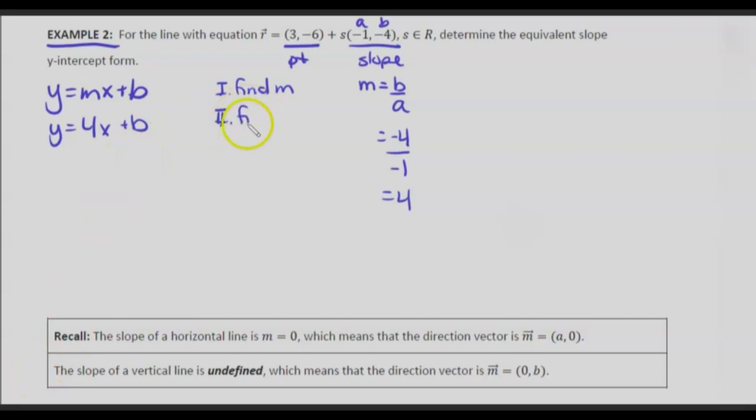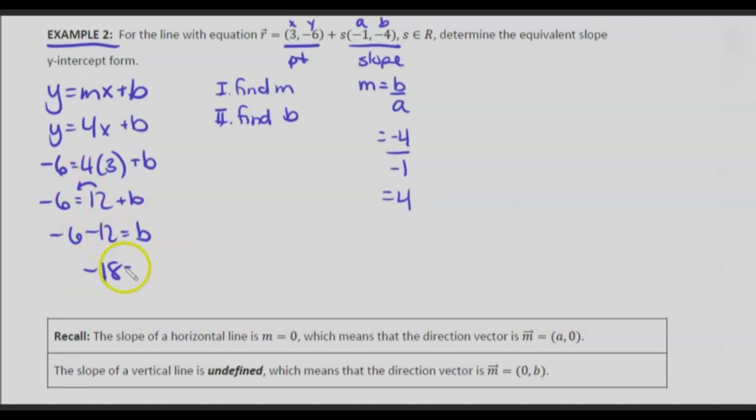Second step is to find the b. A lot of times what we do to find the b is we sub in m, x, and y, and all we have left over is b, and then we can solve. So let's sub this in for x and y. So we know we have 4(3), and our y value is going to be -6. So -6 equals 12 plus b. Bring this over. -6 minus 12 is -18. So we have b equals -18.